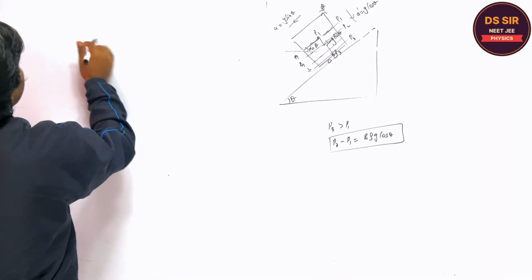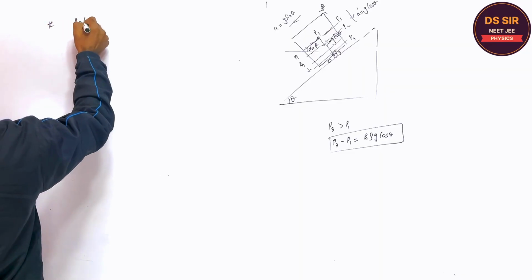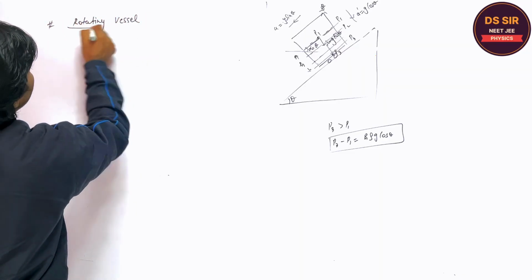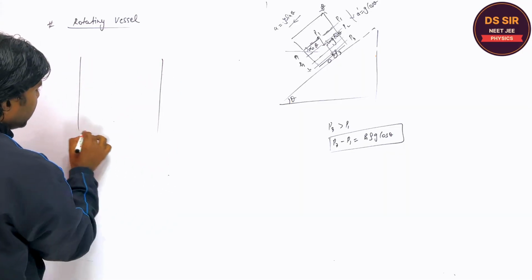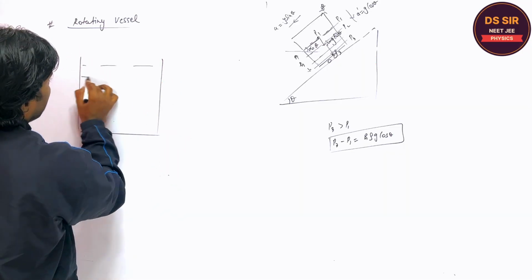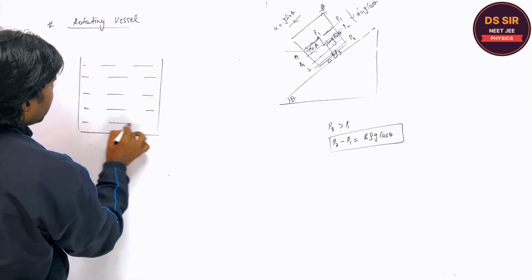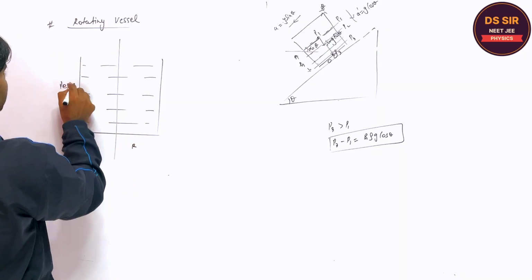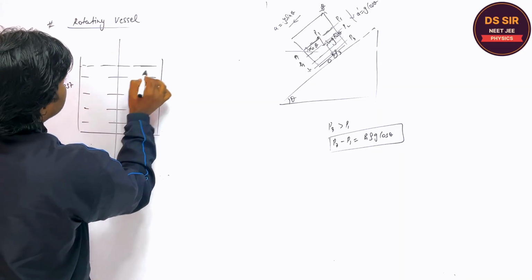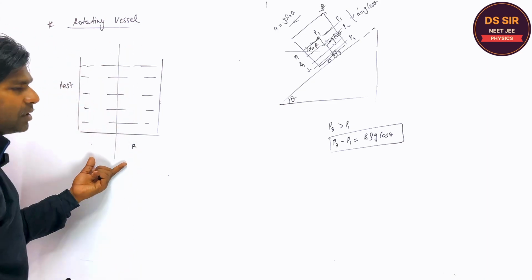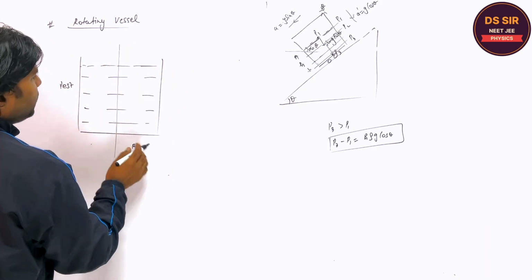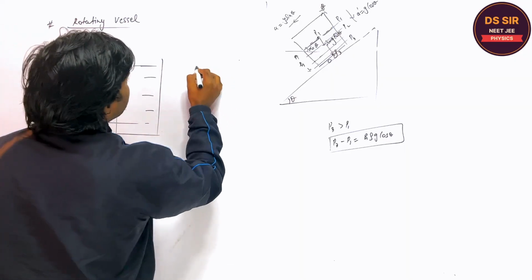So now the next concept, the rotating vessel. In the rotating vessel, suppose this is the bucket or the tank, and the radius of this tank is capital R. It is at rest, right? So when it is at rest, what will you see? The level of the water is what? Horizontal. If it starts rotating, right?